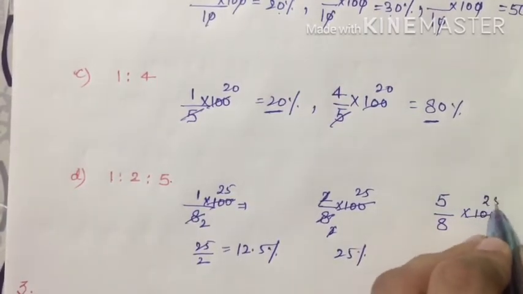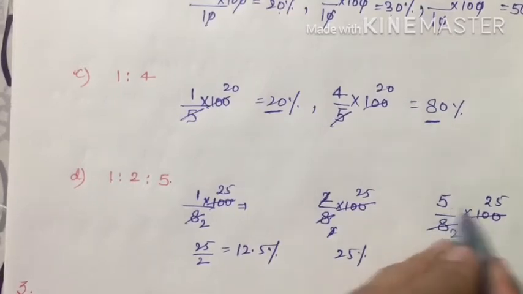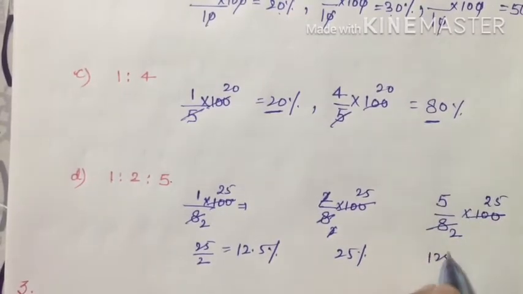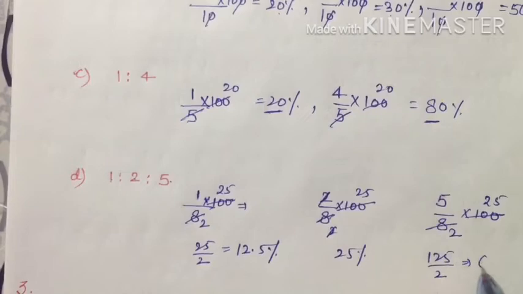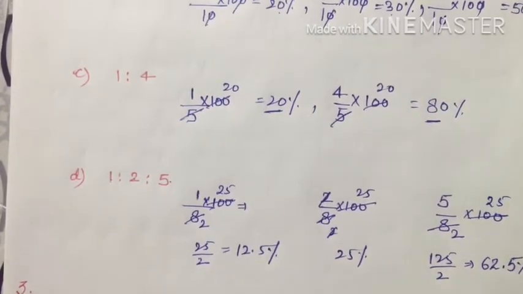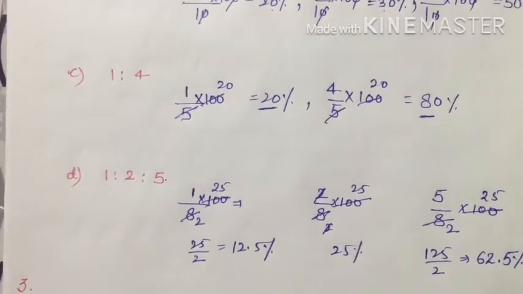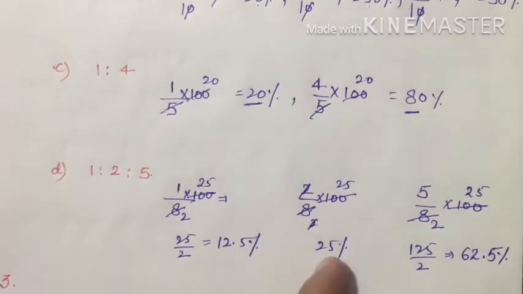Same by the table of 4, 25, it is 2. 25 times 5 is 125 divided by 2. When you divide, you will get 62.5%. Now just to see, add these two, you will get 75. 75 plus 25, total is 100. I hope these parts are clear for everyone.